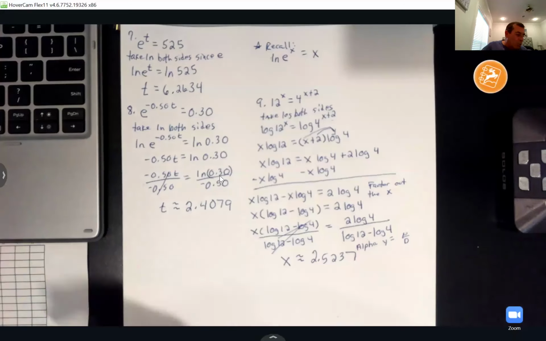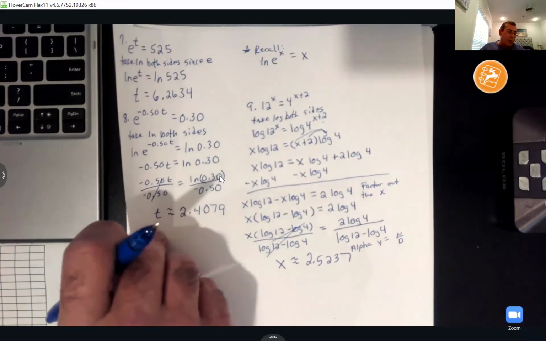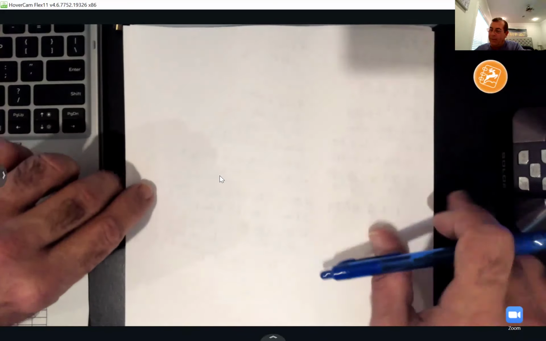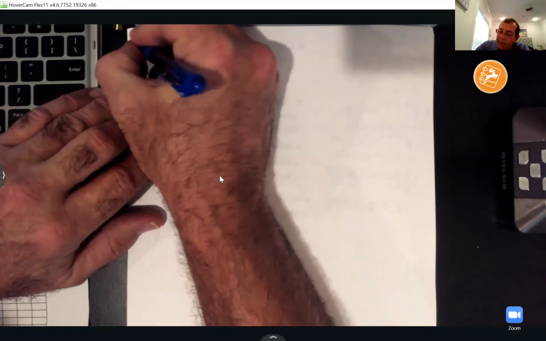So that is the world of the exponential. So now we're going to look at logarithmic equations. So number 2 here, like I said, solving logarithmic equations.